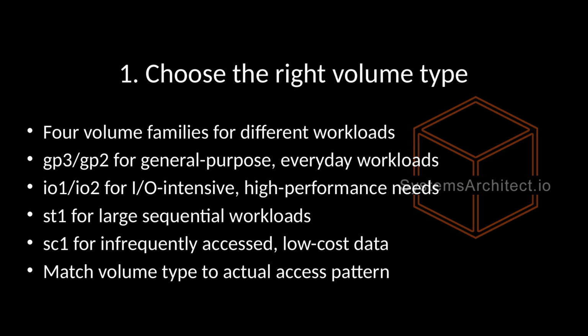1. Choose the right volume type. EBS offers 4 distinct volume families for different jobs. General purpose SSD, GP3, and GP2 fit most everyday workloads. Provisioned IOPS SSD, IO1, and IO2 suit IO-intensive workloads like large databases. Throughput optimized HDD and cold HDD volumes cover sequential and rarely accessed data.